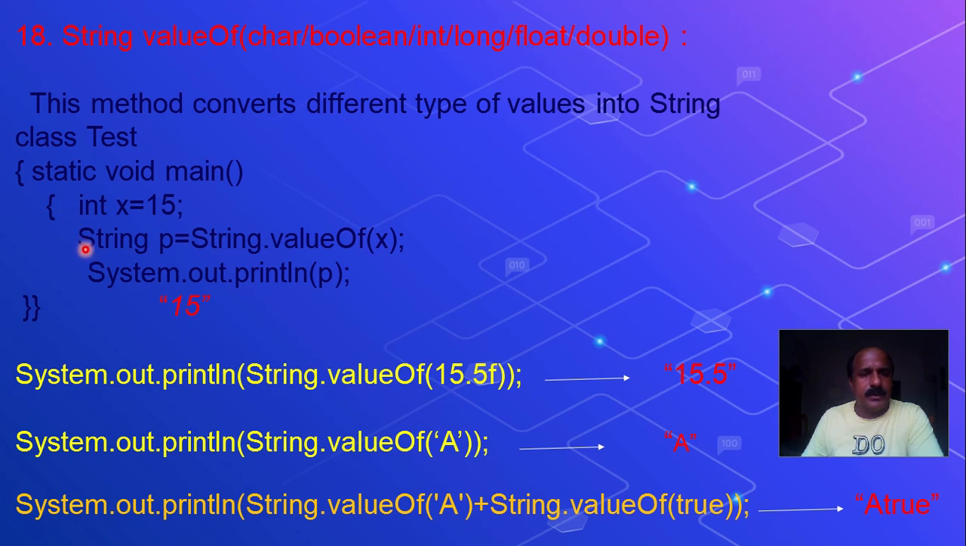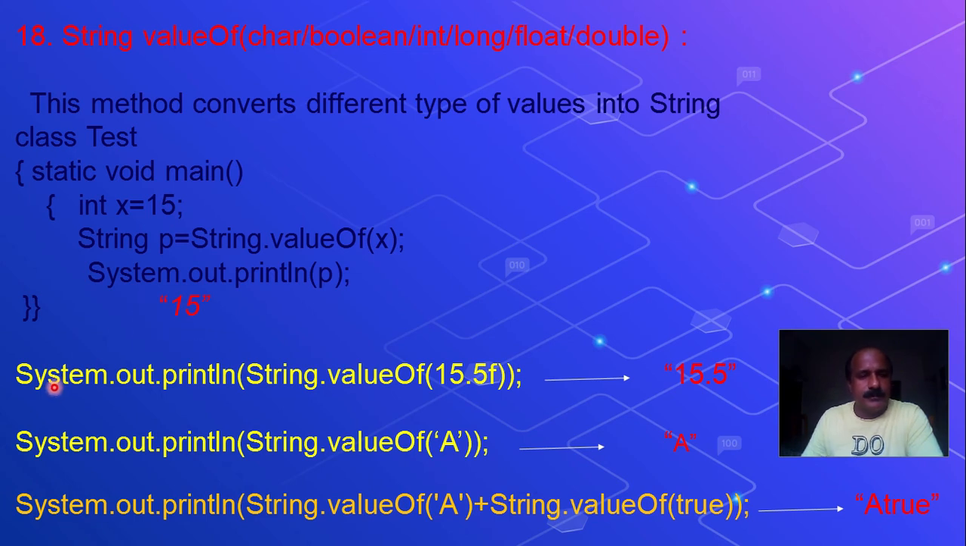Integer. Now String p is equal to String.valueOf(x). This is the way to give it. That means the value of this x will be stored in p as a string. This is a number and this will be converted to a string. So in p, 15 will be stored, but in the form of a string. This cannot be used for calculation, but the integer can be. So we have converted this integer to a string. Okay, is it clear for you?